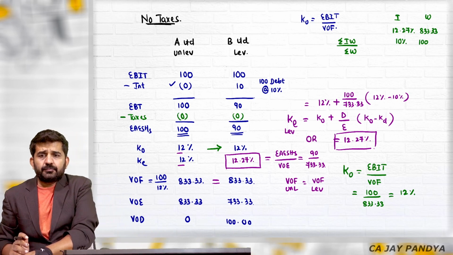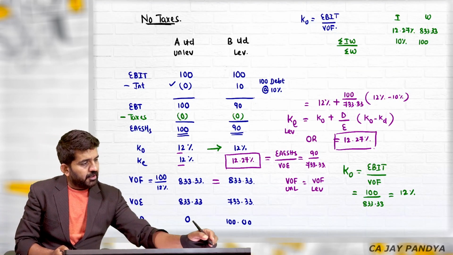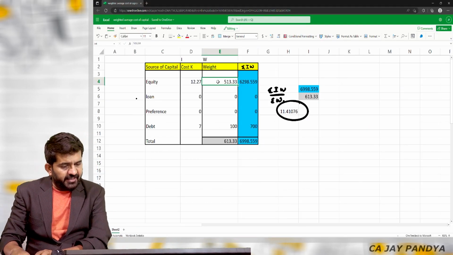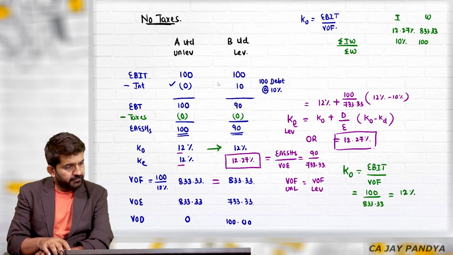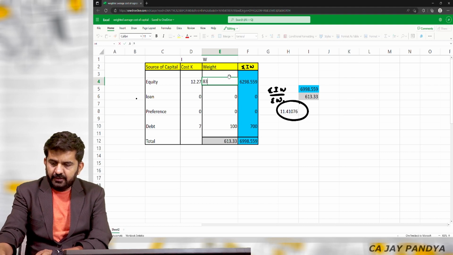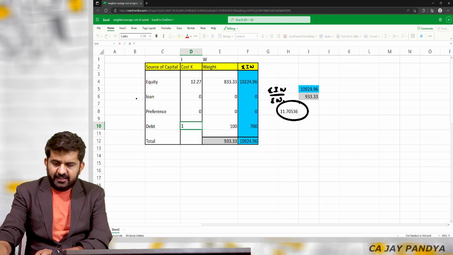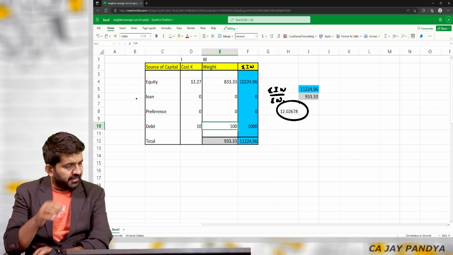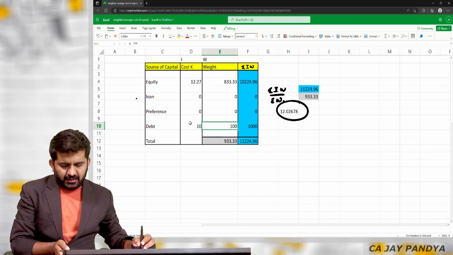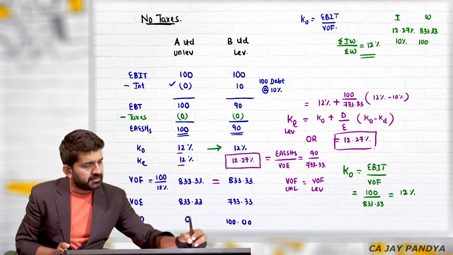Let us go to our weighted average Excel sheet and find out the answer. 12.27. What is the weight for equity? 833.33. Cost of debt is 10, weight is 100, and 12.02. So there is a rounding error. Ultimately, the answer is 12%. Sigma IW divided by sigma W, answer is 12%.